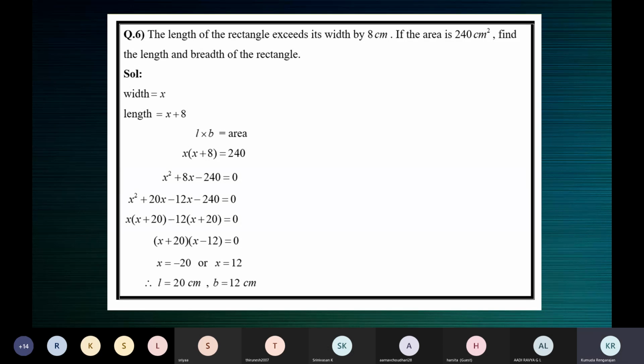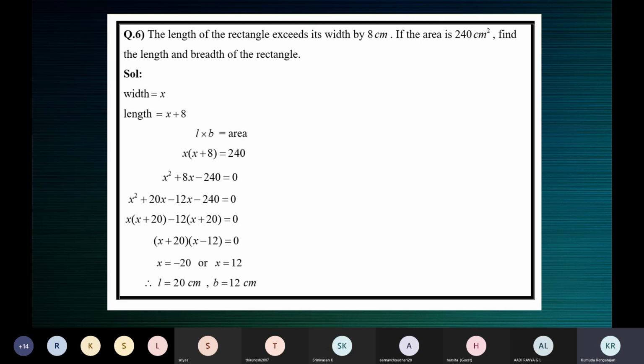So the length exceeds its width. Length is more, so length should be x plus 8. The breadth is x. The length exceeds its width. The length is more than the width. Exceeds means more than. The length is more than the breadth. So if the breadth is x, the length will be x plus 8.